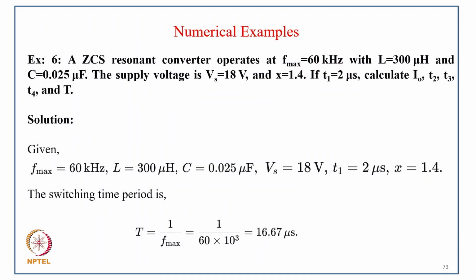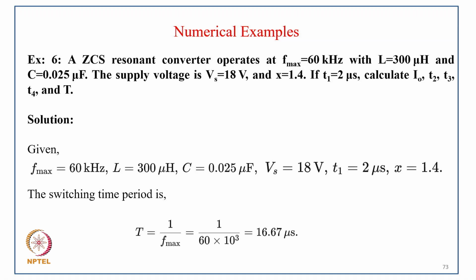Coming to example 6, a zero current switching resonant converter operates at Fmax equal to 60 kHz, L equal to 300 microhenry, and C equal to 0.025 microfarad. The supply voltage Vs equal to 18 volt and X equal to 1.4. And if T1 takes 2 microseconds, calculate I0, T2, T3, T4, and T.